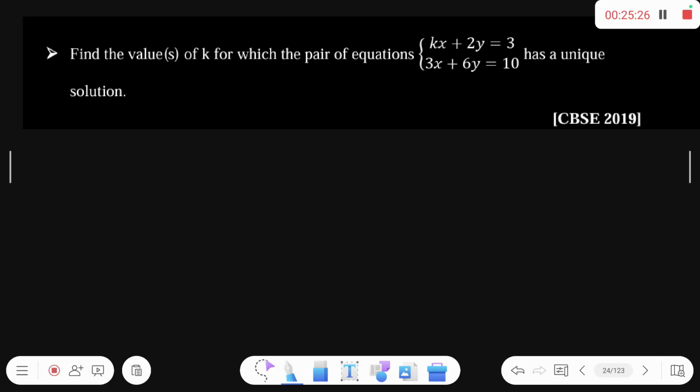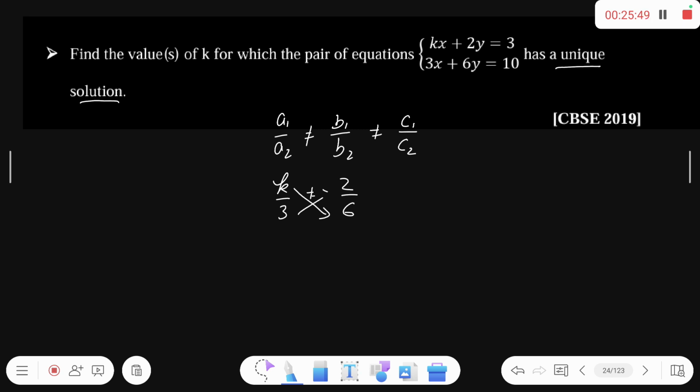Find the value of k for which the pair of equations has a unique solution. For a unique solution, a1 upon a2 should not be equal to b1 upon b2, should not be equal to c1 upon c2. So k by 3 is equal to 2 by 6, not equal to, so 6k is not equal to 6, or k should not be equal to 1 for the equations to have a unique solution.